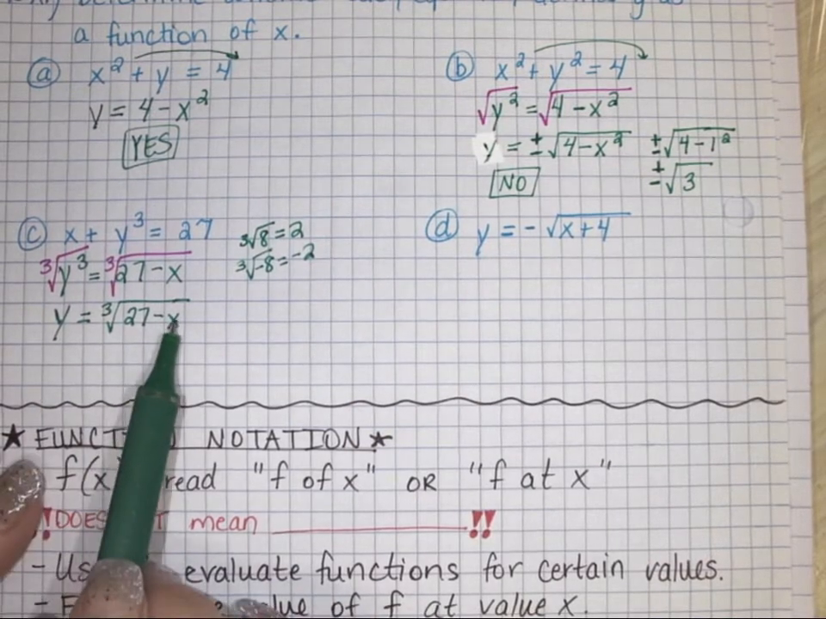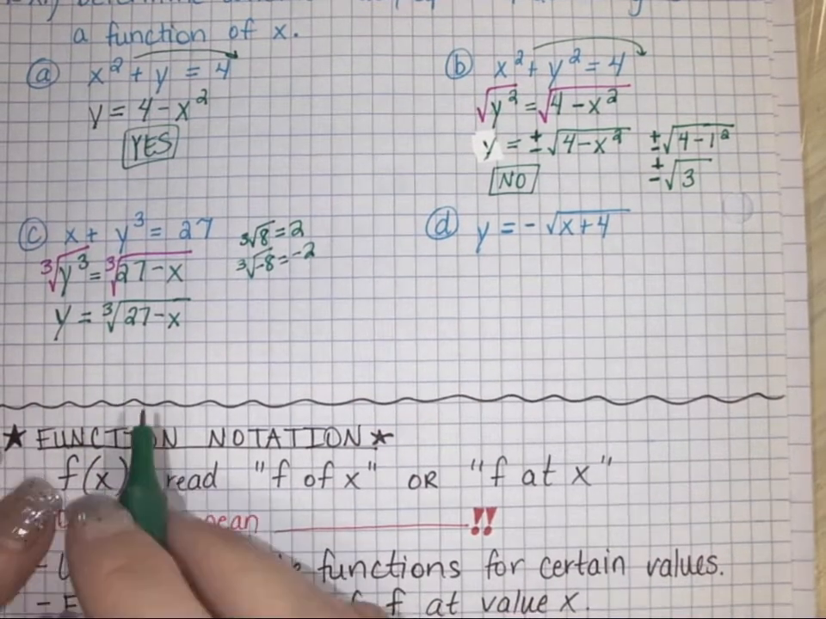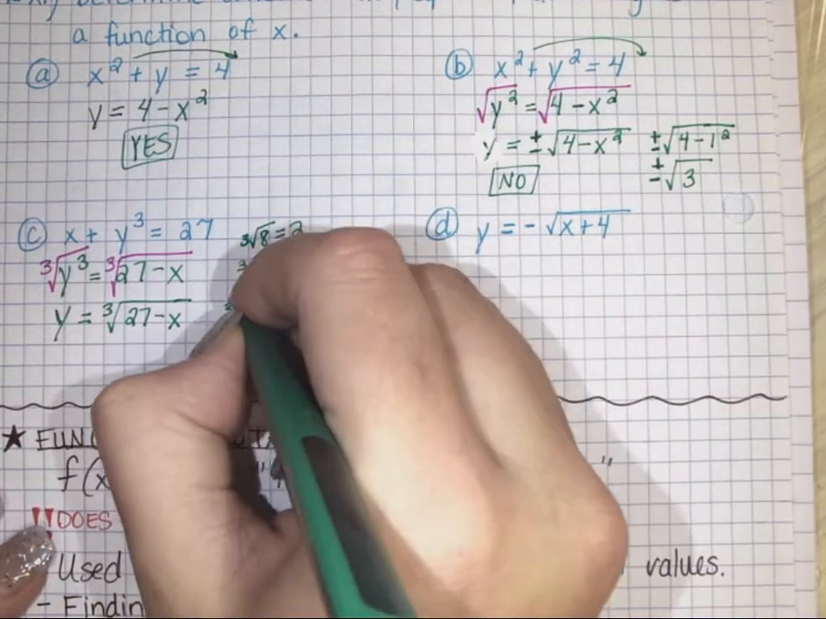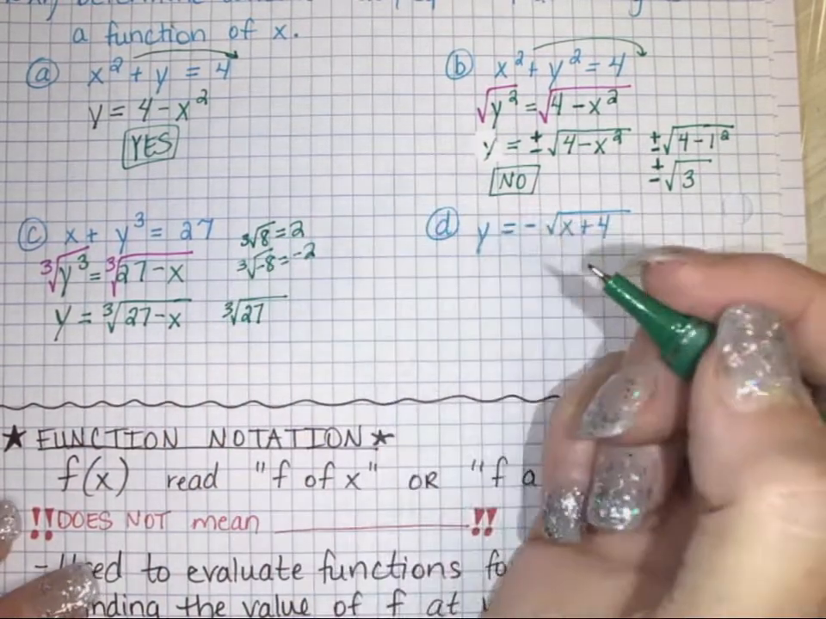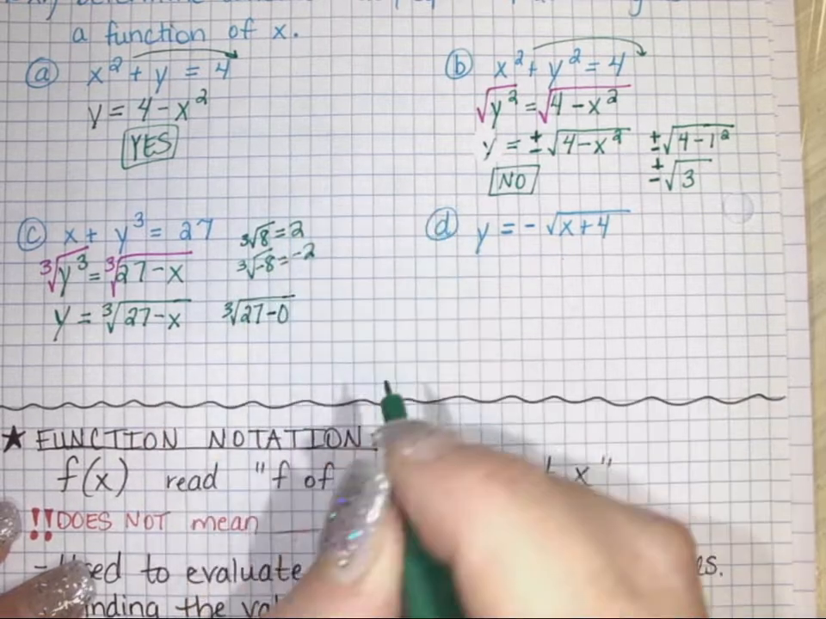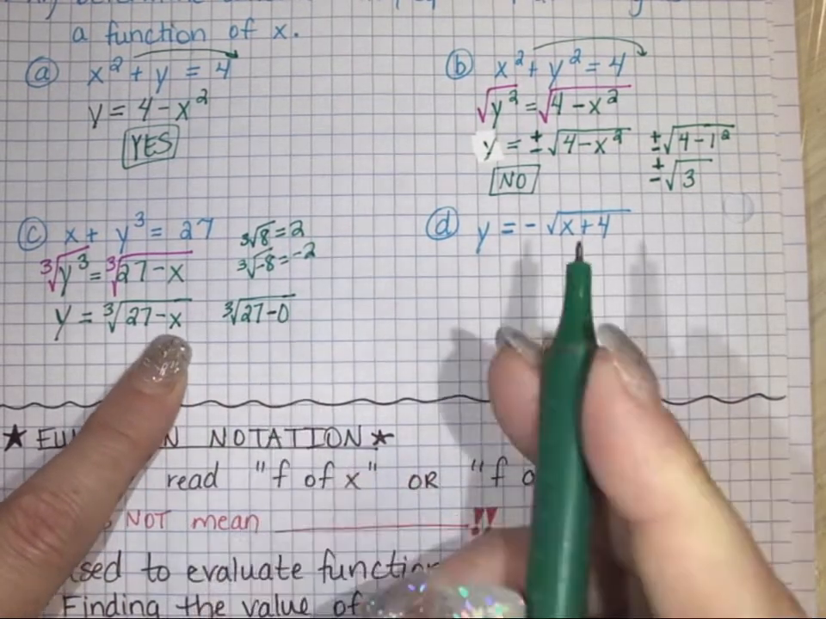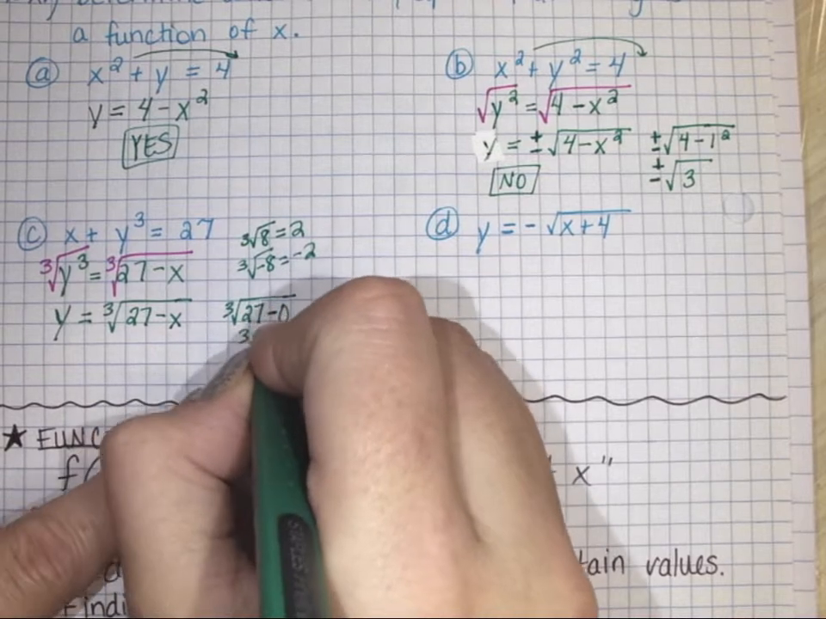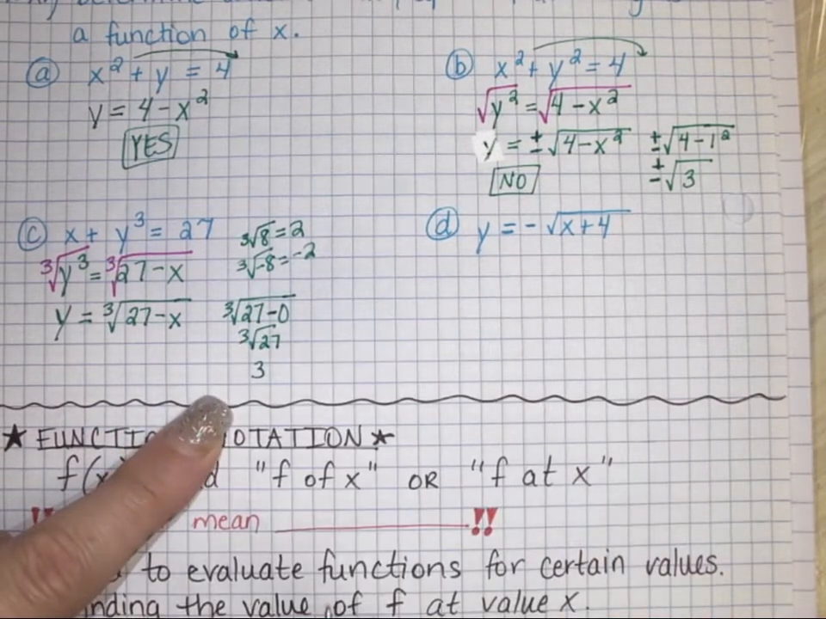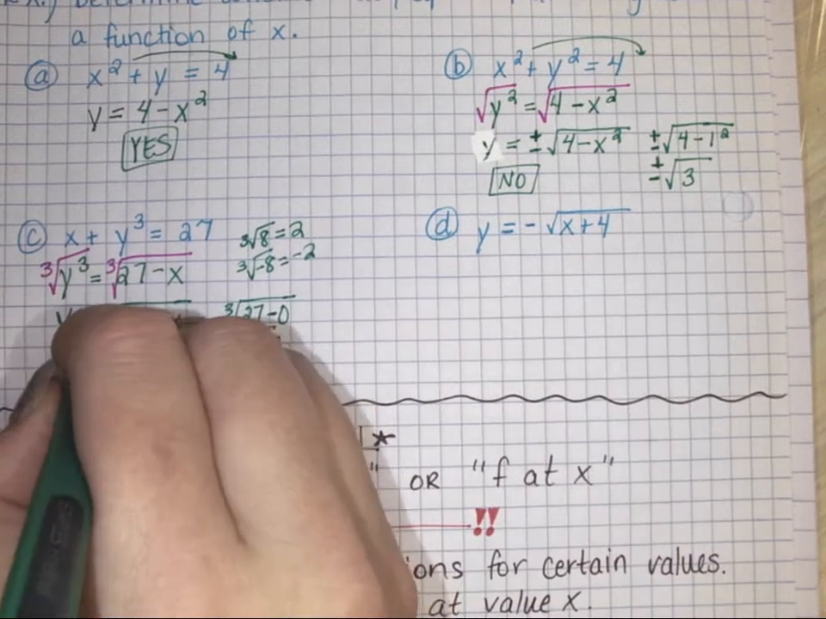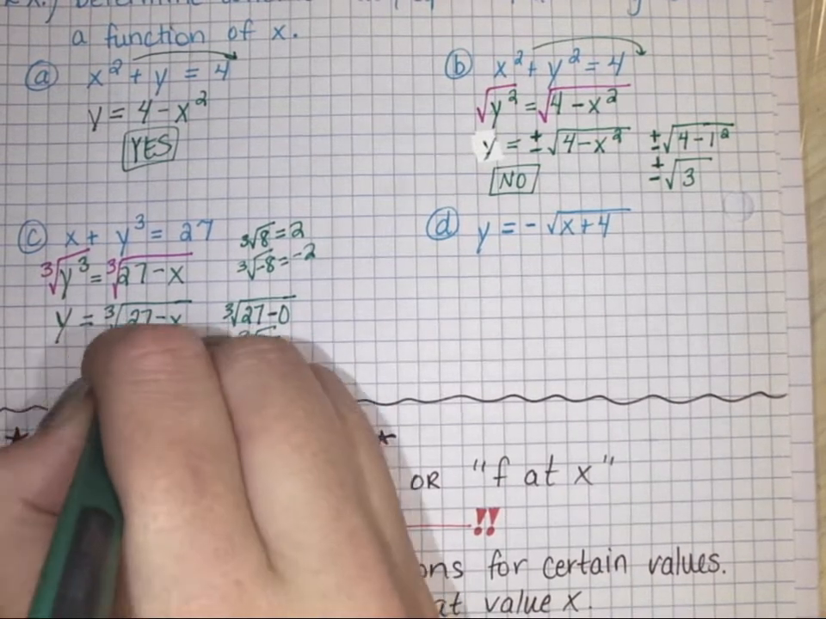So in this case, no matter what I plug in for x, let's say we plug in 0 for x. 0 is going to make this become really nice. So just for example to show you, if I plug in 0, I get cube root of 27, and the cube root of 27 is 3. Therefore, I only get one value for y. So this one is yes.